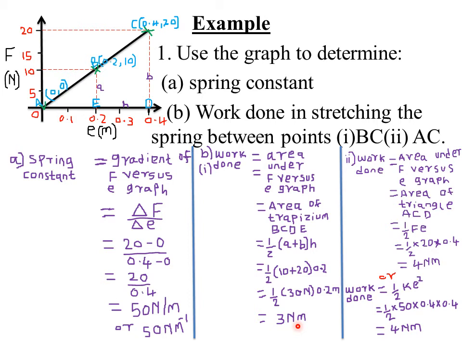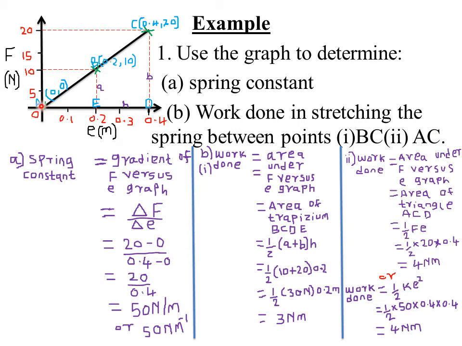Later on, we'll see that the work done is usually given by the force times the distance. In this case, the force is the force that is applied on the spring, and the distance is the extension of the spring. Then Roman 2, they want us to find the work done in stretching the spring between point A and C.